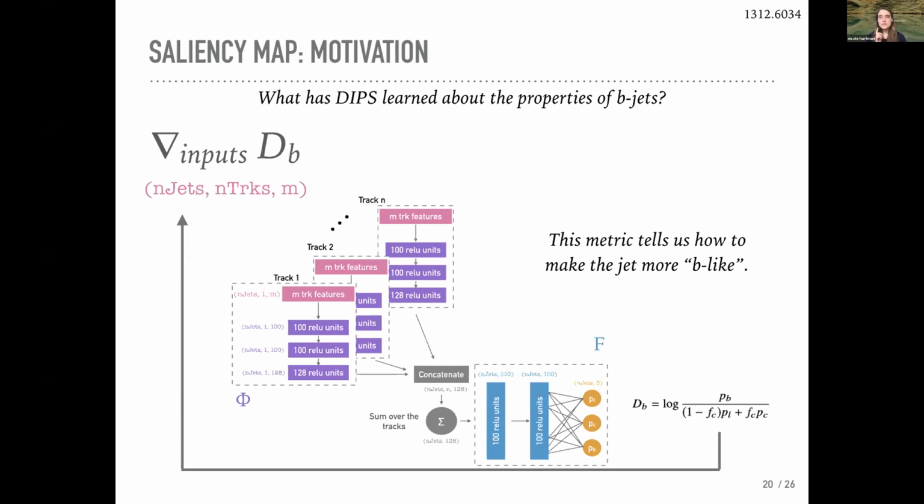What this means is for a single jet image, we have a two-dimensional image given by the number of tracks by the number of track features. And this gradient gives us a linearized view of the neural network, and it's a metric to tell us how to modify the inputs to, for example, make the jet more b-like.